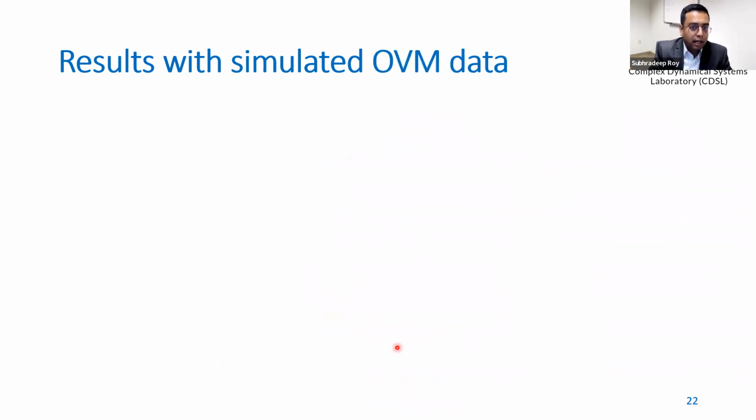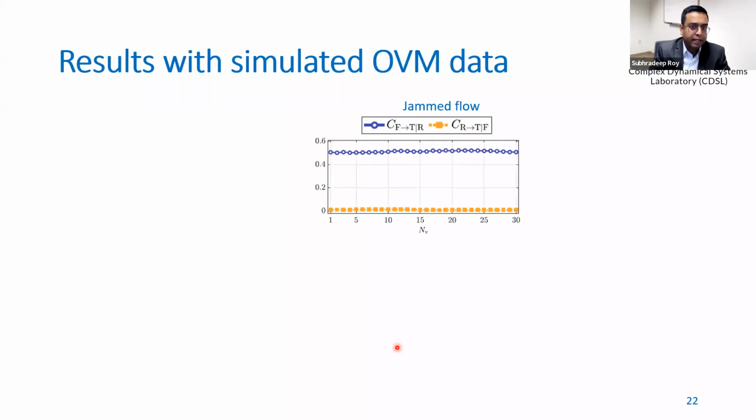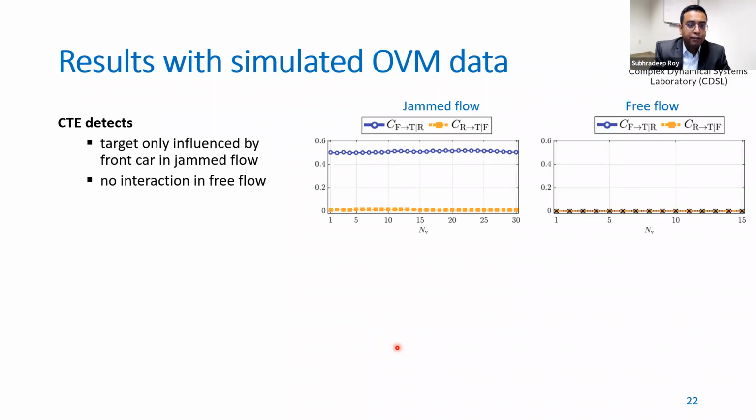Next, we apply this conditional transfer entropy, because by now we have identified it's a better measure than pairwise transfer entropy, on the OVM data. So this is for the jammed flow. And again, it identifies the dominant coupling direction is from front to target. When we apply it for the free flow, an interesting thing we observe is that there is no identification of coupling in either direction, neither from the front car nor from the rear car.